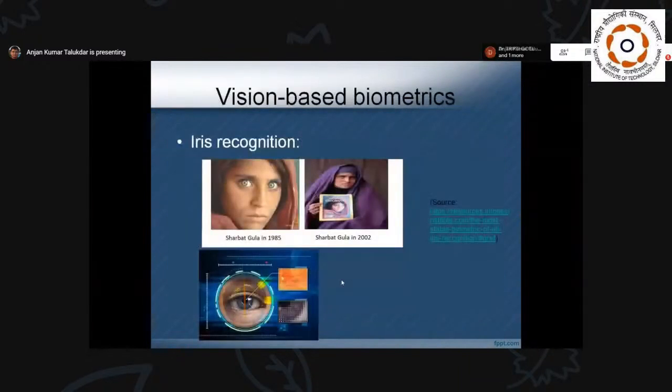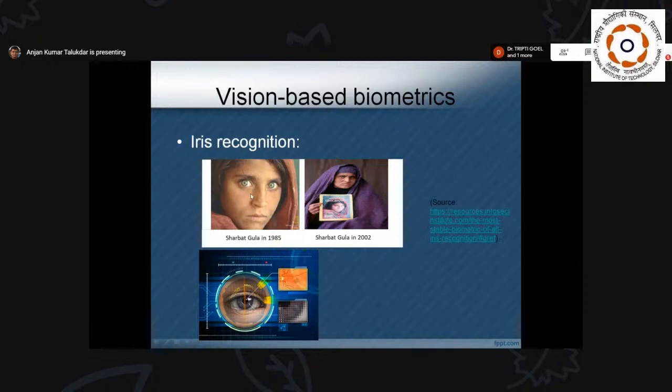So the next application can be vision based biometrics. Nowadays we use biometrics like fingerprints or iris recognition. Iris recognition is one of the applications of computer vision based systems. This is a nice example we can discuss for iris recognition. There is a story actually behind this.